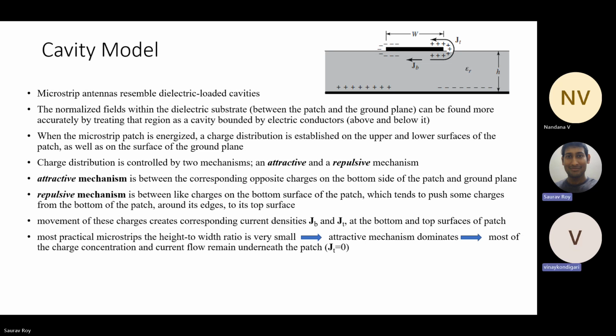Is it clear? Sir, JT will also appear on the negative side also, no? JT will appear. Yes, yes. That will be there. Yes.